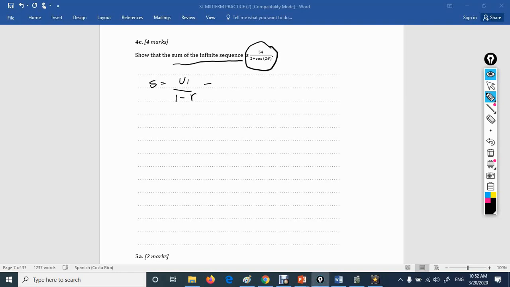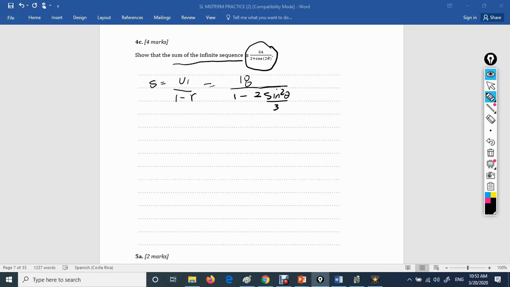Okay, so remember that the first term was 18, and then 1 minus the common ratio, which we said is 2 times sine squared of theta over 3.